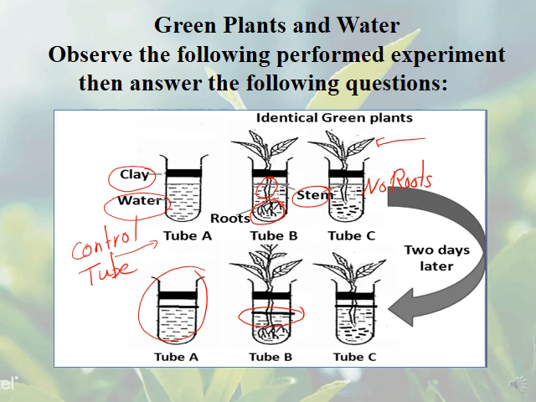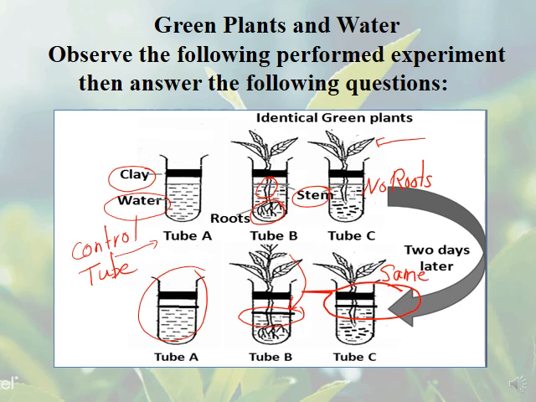This is the variable factor. Here we have roots, here we have no roots. After 2 days, the level of water remains the same. So in this experiment, we can say that the plant absorbs water. But which part exactly? The roots. Since in tube B, when we have roots, the level of water drops to a lower level, while in tube C, with no roots, the level of water remains the same. So no absorption of water.